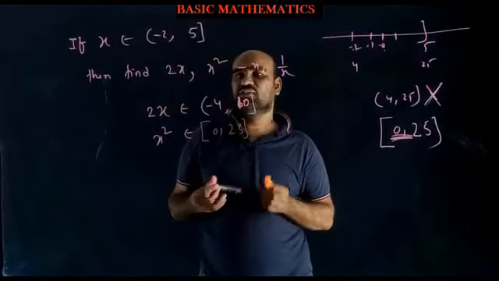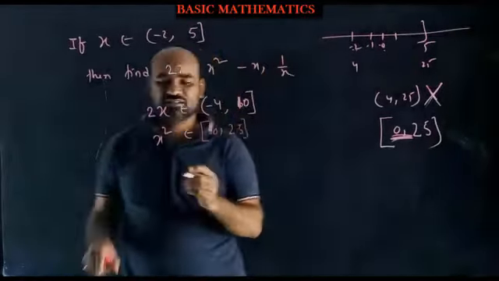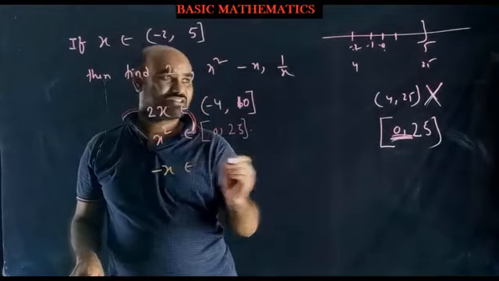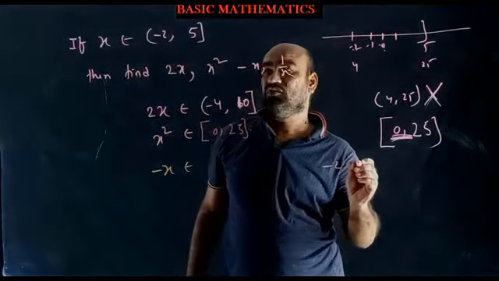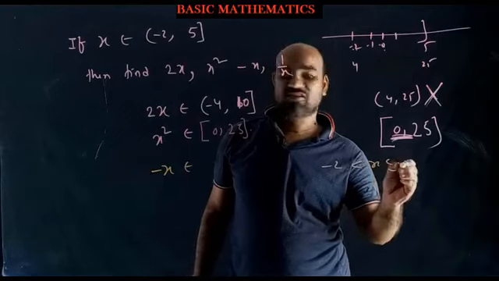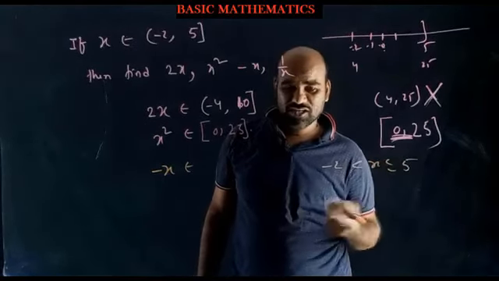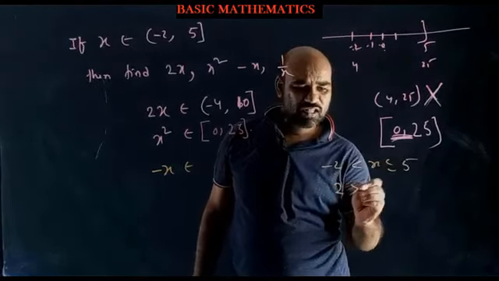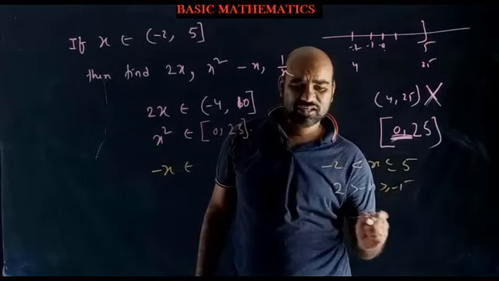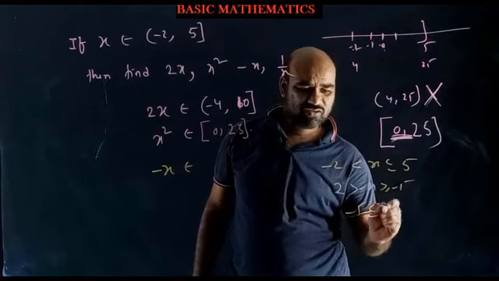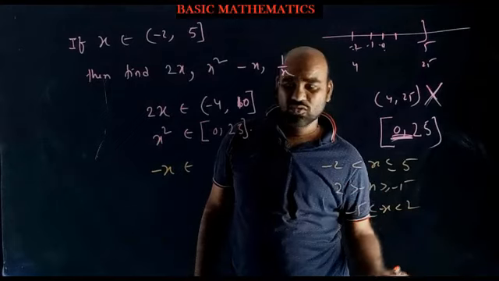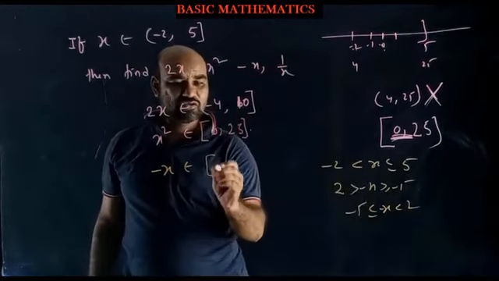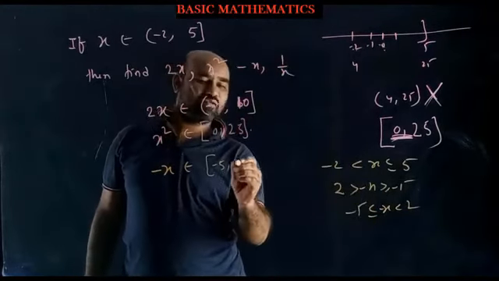Next, what do you want? Minus x. Okay. Minus x: -2 less than x lesser than or equal to 5. I want to multiply on both sides, so the inequality will alter. 2 greater than minus x greater than or equal to -5, or -5 lesser than or equal to -x less than 2, or I can directly write closed -5 to open 2.